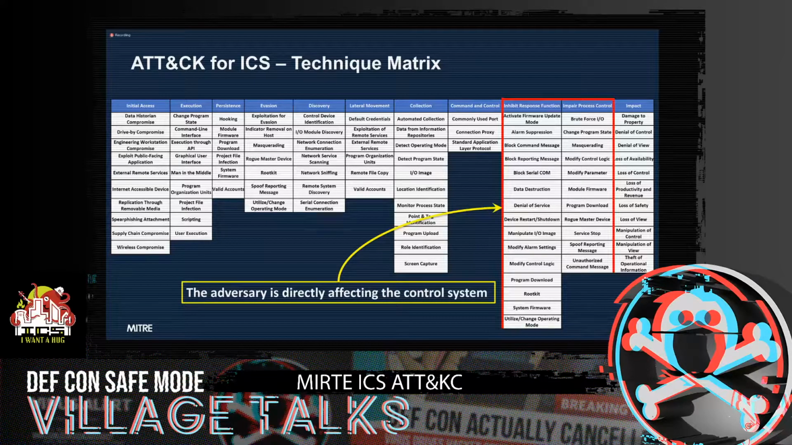Then inhibit response function and impair process control is the adversary directly affecting the control system. This is sending unauthorized command messages, maybe doing a program download with a malicious program, different things like that in order to actually affect the control system. And last, we have our impacts, which is really what the adversary is seeking to create. Are we trying to create a loss of control? Are we trying to damage property as an adversary? This tactic contains those types of techniques. So this is just a quick breakdown of ATT&CK for ICS and what's contained in it.